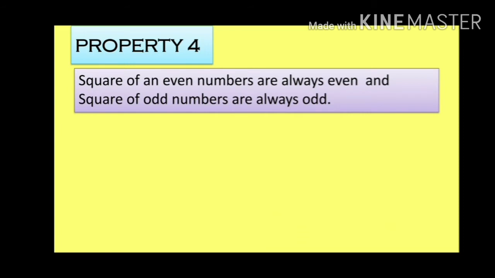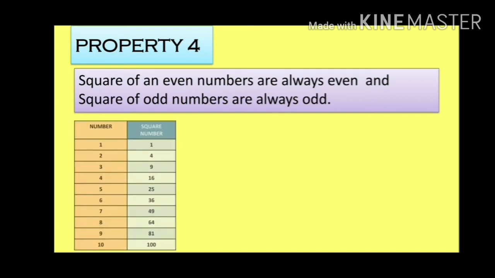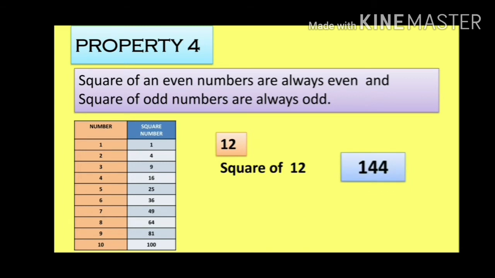Next, property 4. It says that squares of even numbers are always even and squares of odd numbers are always odd. That means if we take any even number like 12, its square is 144. You can see in the list also, any even number you take, like the number 4, its square is 16, both are even. Let's take the number 8, its square is 64, so both are even.